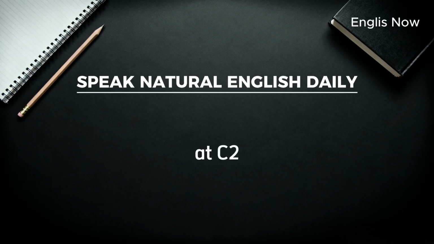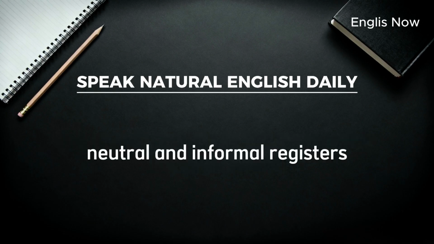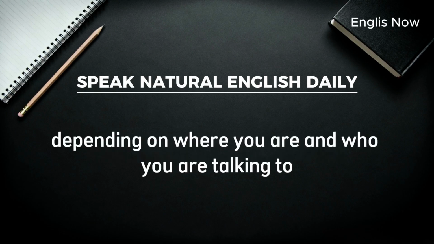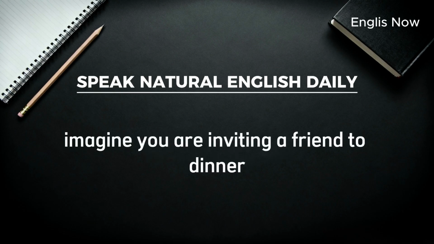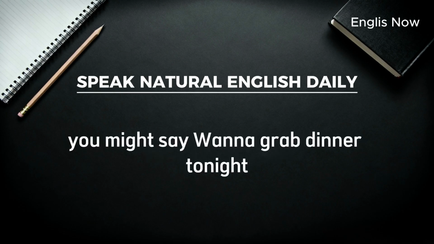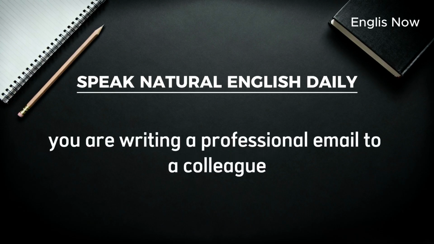At C2, you should be able to move smoothly between formal, neutral, and informal registers depending on where you are and who you are talking to. Let's practice this. Imagine you are inviting a friend to dinner. You might say, "Wanna grab dinner tonight?" That's informal. Now, imagine you are writing a professional email to a colleague.